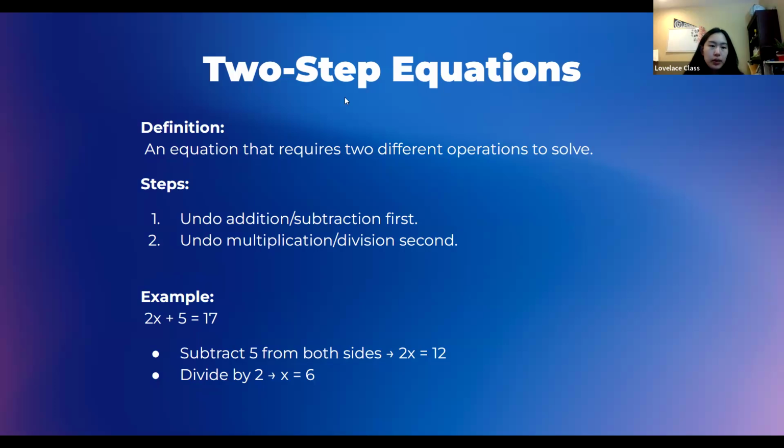Okay, I'm going to assume not. And if you have any questions, feel free to ask. You can always put in chat. So that's two-step equations. So now we're going to practice these two-step equations.